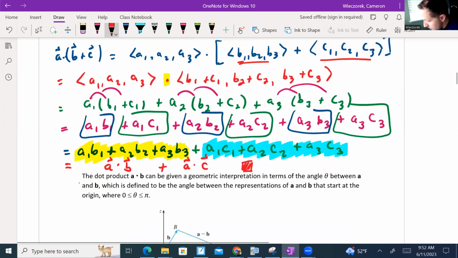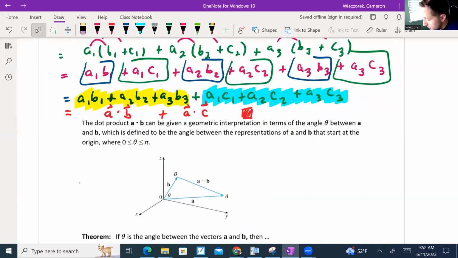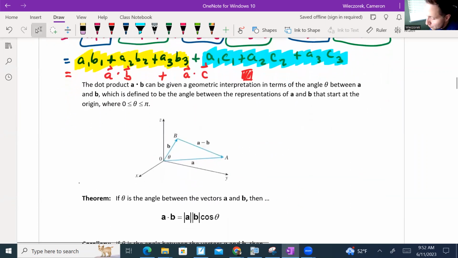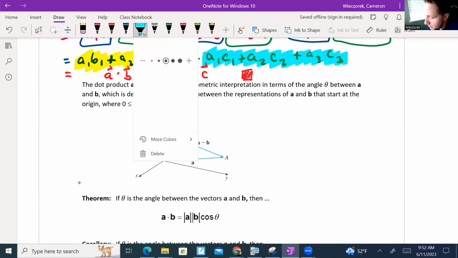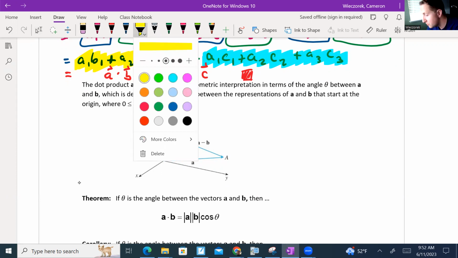Okay. I mentioned there was a geometric interpretation of the dot product. A couple ways you can think about it. Really, it's a way of measuring how closely the two vectors that you're looking at point in the same direction. So it's a way to quantify how much they lie on top of each other, or what type of angle they have between them.